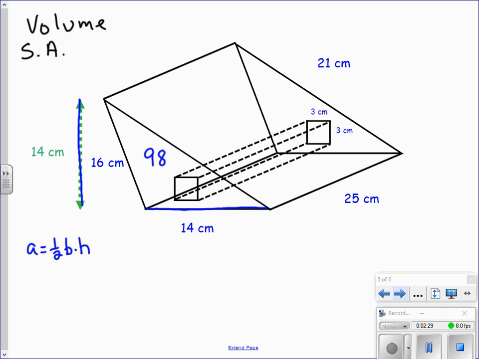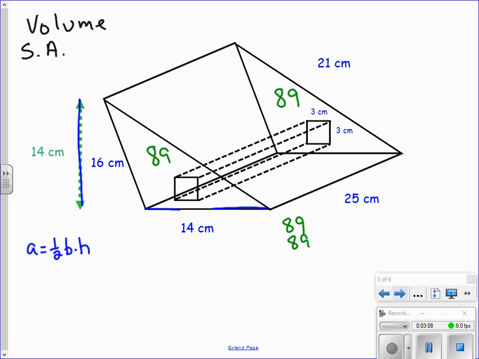So I got 98 is the triangle, but now I need to subtract this little box right here, and the dimensions of this box are 3 by 3, and 3 times 3 is 9. So I'm going to take 98 and subtract 9, which gives me 89 as the area of the front and back. I'm going to write that down as 89. I'm going to ditch this stuff and write down 89. Now I've got the front and back panels that I'm going to add for my surface area later.